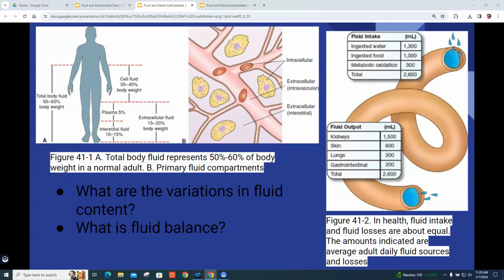Other factors include fat cells, which contain little water due to their hydrophobic nature, in contrast to lean tissues such as muscles, which hold more water. Think about an obese person who has less water versus a smaller person whose percentage of water will be greater. That is because the more fat they have, the less water content they will have.